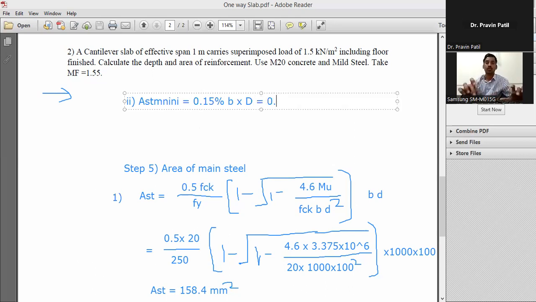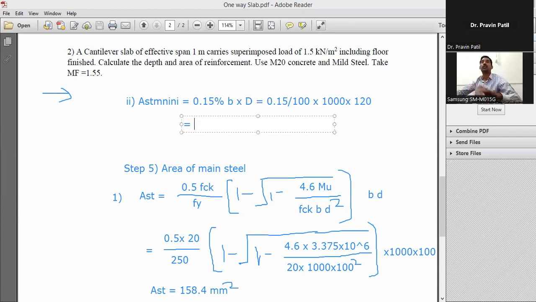That means 0.15 by 100 into B, which is 1000, into the overall depth of the slab, which is 120 mm. So we get AST minimum: 0.15 by 100 into 1000 into 120, so it will be 180 mm square. So AST minimum is 180 mm square.